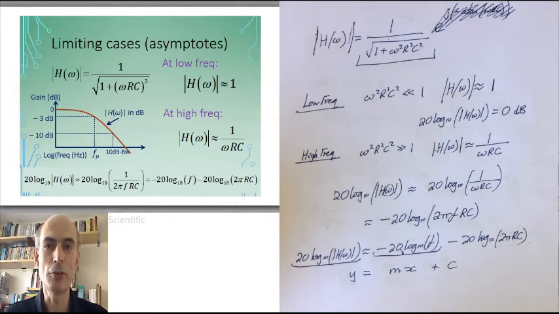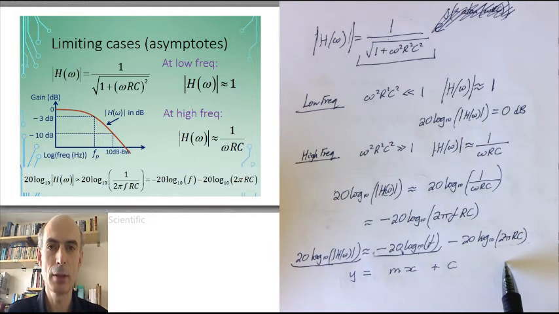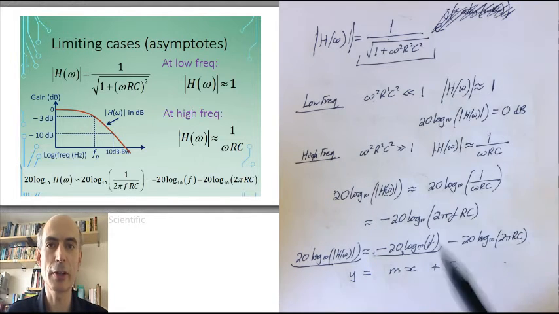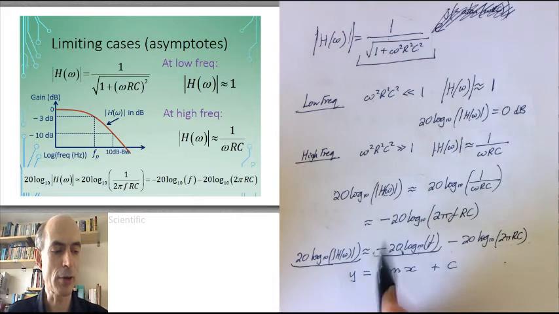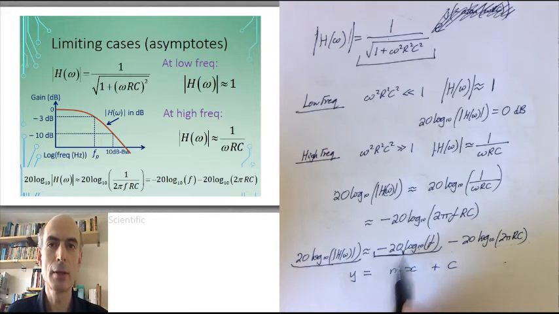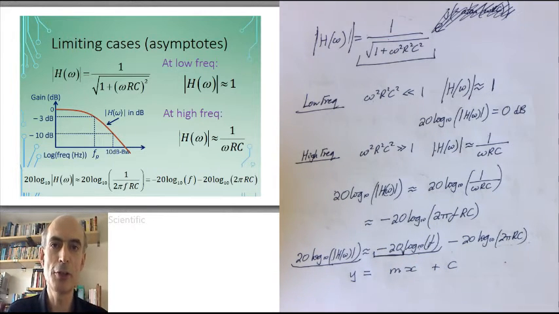And that's the reason why we tend to plot these amplitude responses in terms of dBs on the y-axis and the log of frequency on the x-axis. It's because when you have circuits like this, we tend to get straight lines. And they are very easy to plot and easy to analyze.